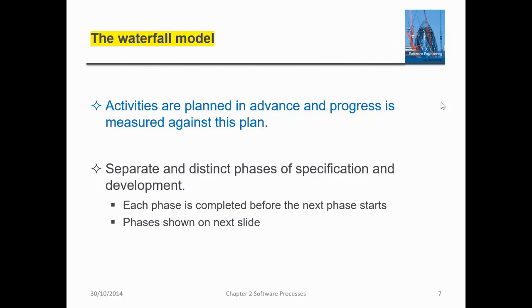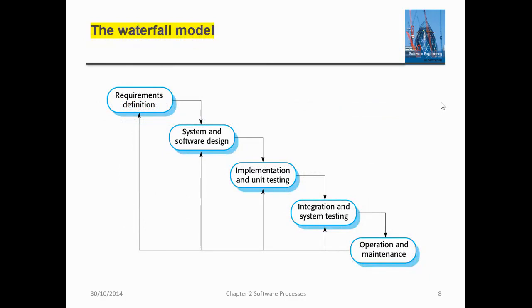So in the waterfall model, the activities are planned in advance and your progress is measured against this plan. Each phase is separate and distinct. Let's look at the different phases. So the first phase is developing the requirements.